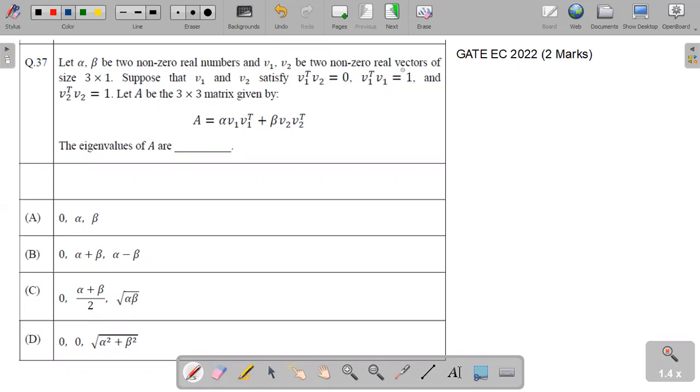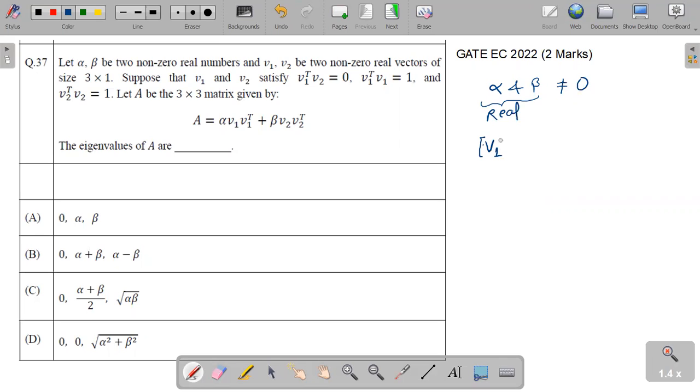be two non-zero real vectors of size 3 cross 1. That means it is given that alpha and beta are non-zero real numbers. So alpha and beta are not equal to 0 and they are real numbers, right? And b1 and b2 are two non-zero real vectors of size 3 cross 1.